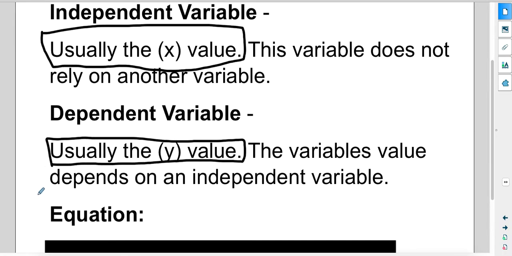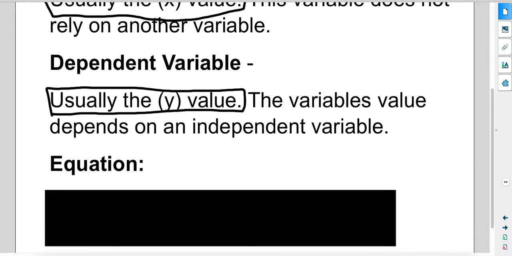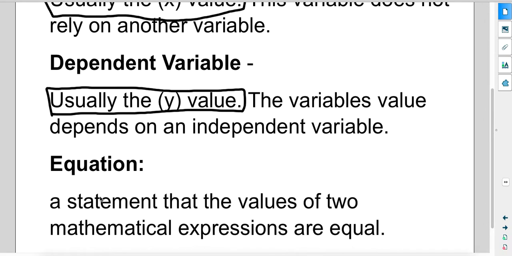And lastly, for those of you who have to retake the equations section of the assessment, an equation is a statement that the value of two mathematical expressions are equal. So the easiest way to put this is 1 equals 1, or 1 plus 1 equals 2. Both sides of the equal sign mean the same thing. 1 plus 1 is the same thing as 2, and 1 is obviously the same thing as 1. So it's just a way of balancing out two mathematical statements and saying that they're equal.